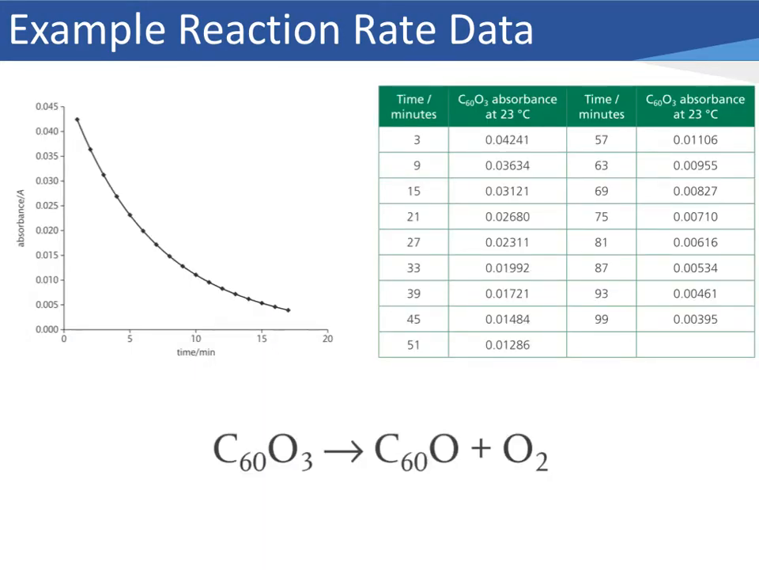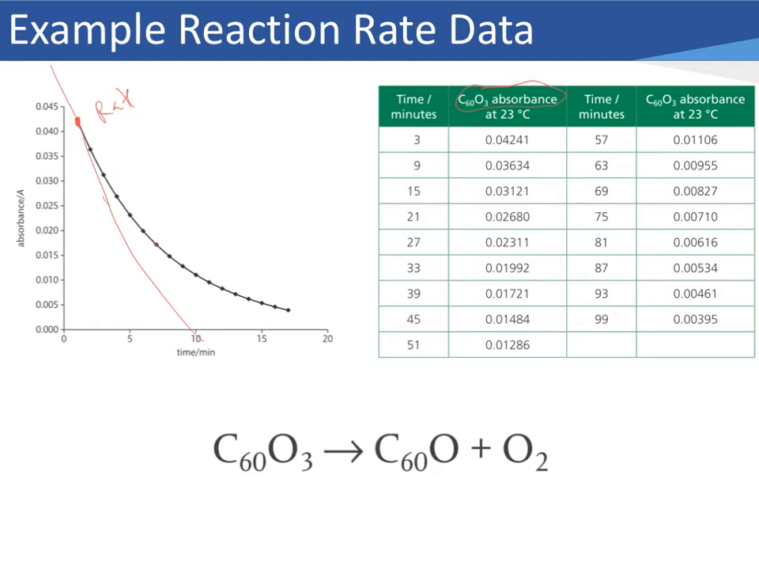So let's look at some rate data for this actual reaction. The absorbance of C60O3 can be measured. Recall, according to Beer's law, concentration is directly proportional to absorbance. So if I track the absorbance of the reactant over time, it should go down and reach a point where it levels off because there's no more reactant left. And if I draw a tangent at that point, that would give me the rate at that moment in time.